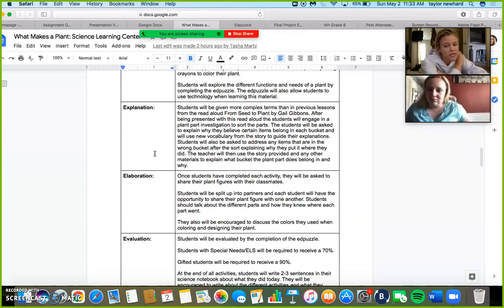Students will also be asked to address any items that are in the wrong bucket after the sorting exam, explaining why they put them there and what they could do to fix it, maybe where it actually belongs.